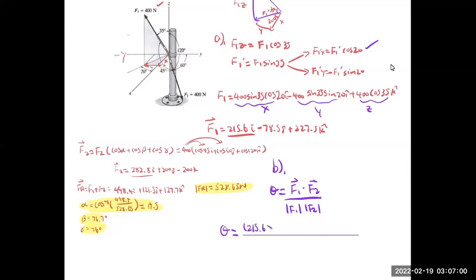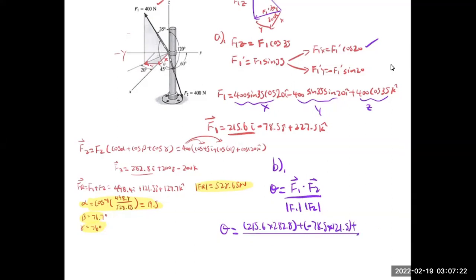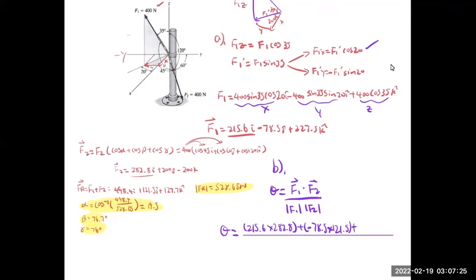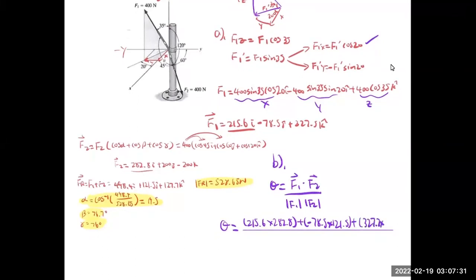Theta equals 215.6 multiplied by, what's my F2x, 282.8, plus negative 78.5 multiplied by 121.5, plus 327.7 multiplied by negative 200, over the F1 magnitude multiplied by the F2 magnitude.